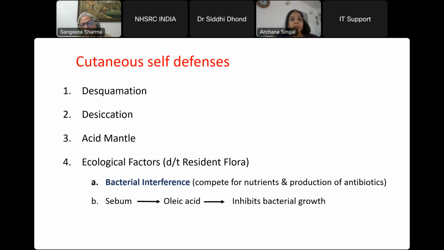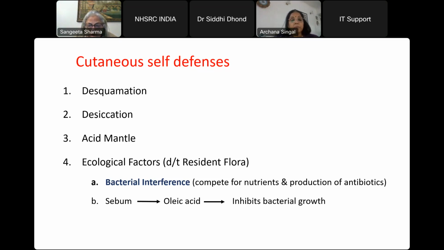And then there is a mechanism which is known as bacterial interference. That means if the resident flora is strong and viable and present, it will not let the pathogenic bacteria reside and localize and be there. Once that happens, then they cause the disease or the different infections.